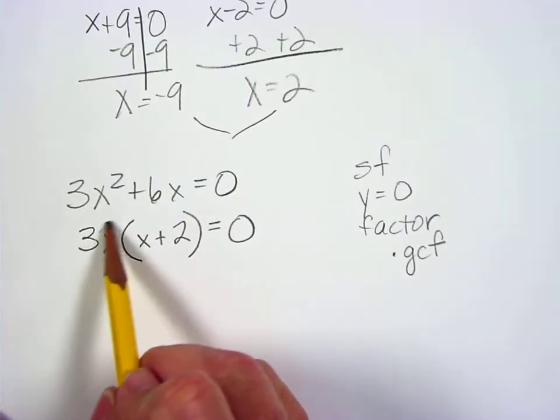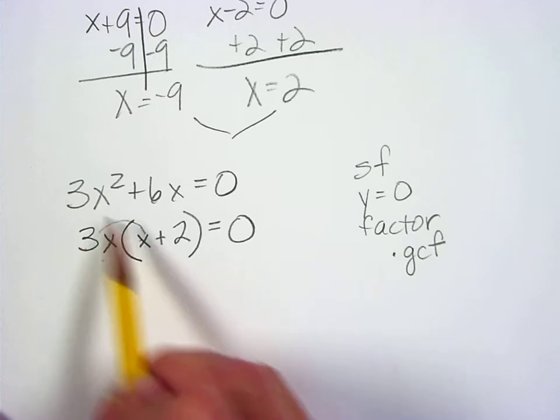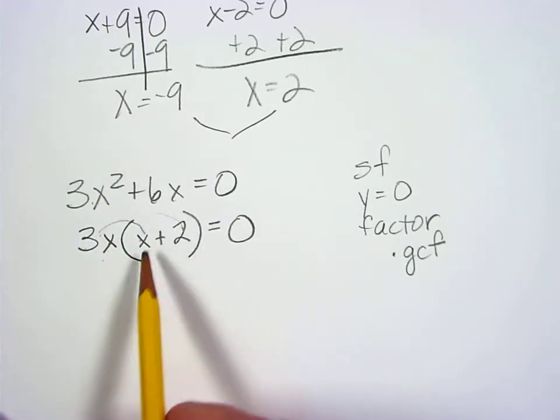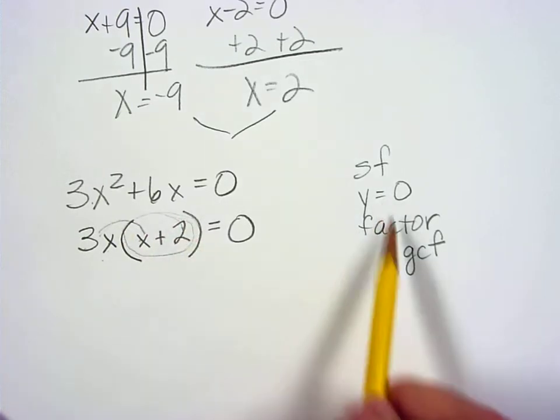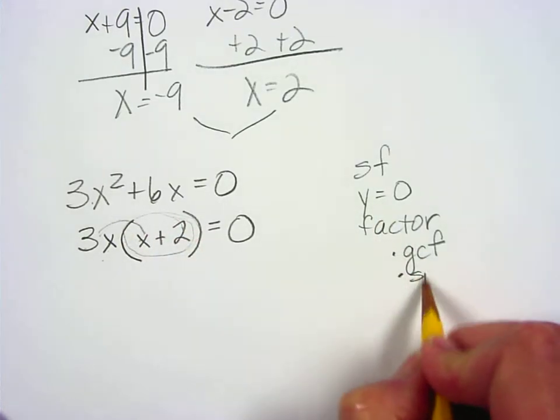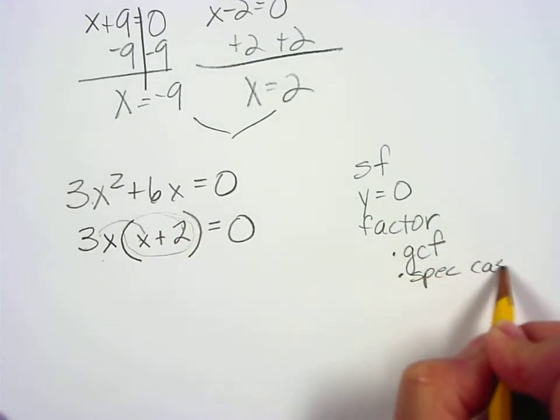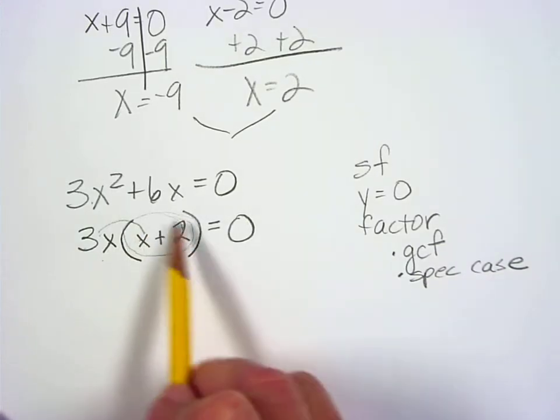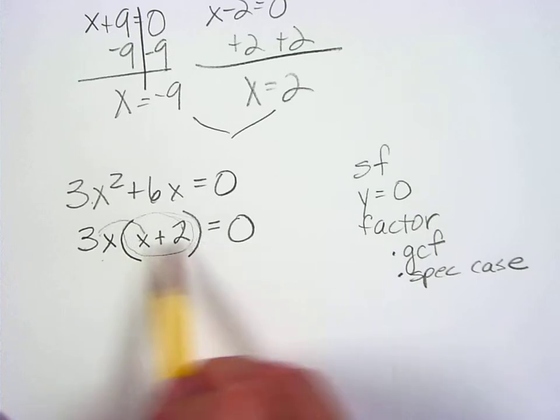Let's double check. 3x squared, 6x. Okay, I pulled out a GCF. It's not a special case. And I can't use X-man or extra X-man because that's not even a trinomial. So this is completely factored.